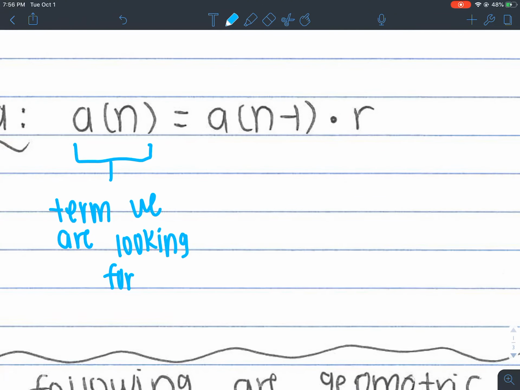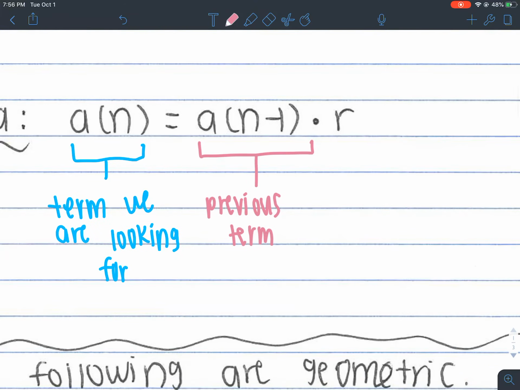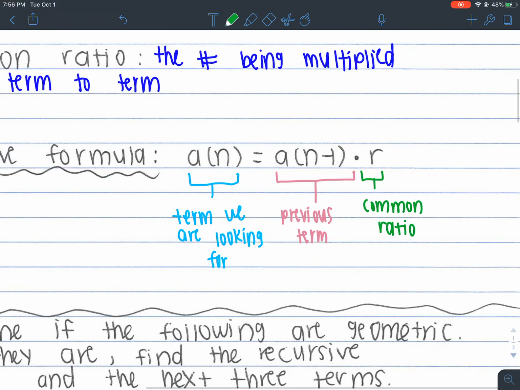Now, a of n minus 1 means the previous term, so whatever term was previous to it, okay? So whatever your last number was. And then the times r is going to be your common ratio. It's the number that you're multiplying to get from term to term.